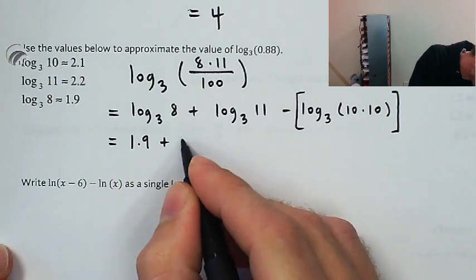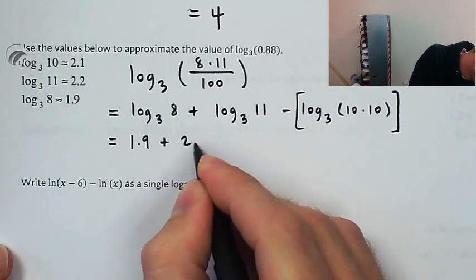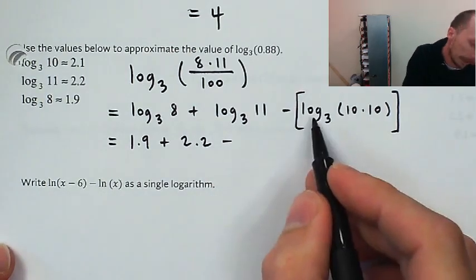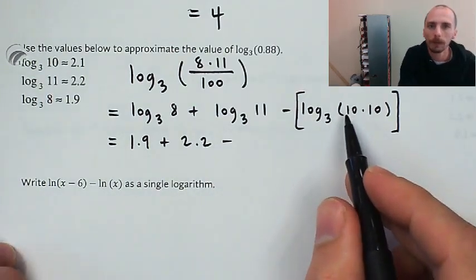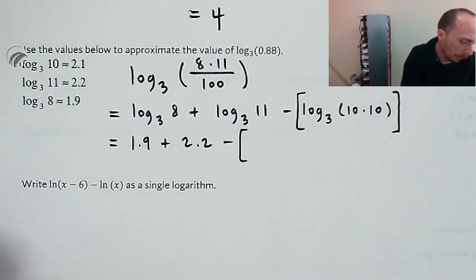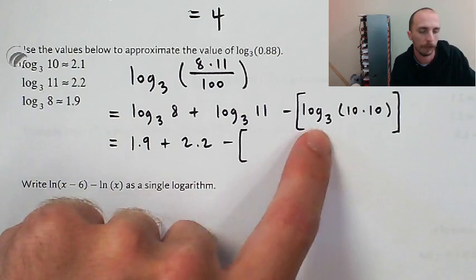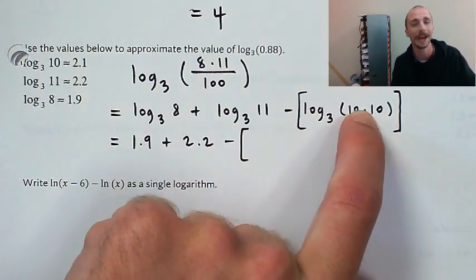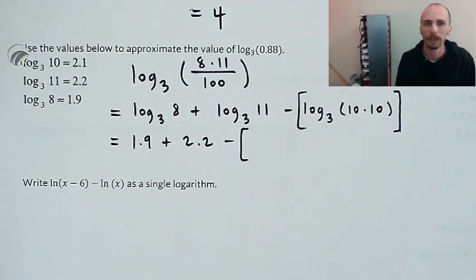Plus log base 3 of 11 was 2.2. Okay. Then we're going to subtract. Well, this thing here would become a sum of 2 logs because of that multiplication. So I'm going to need to subtract the log with base 3 of 10 twice. Since I've got 2 powers of 10, I end up with twice the log. That's going to be the next property.